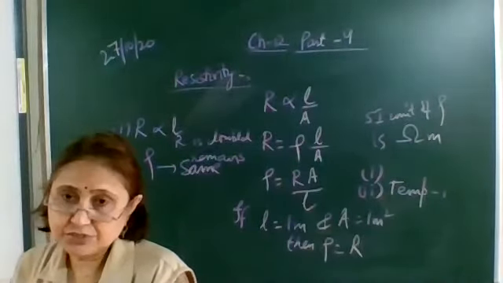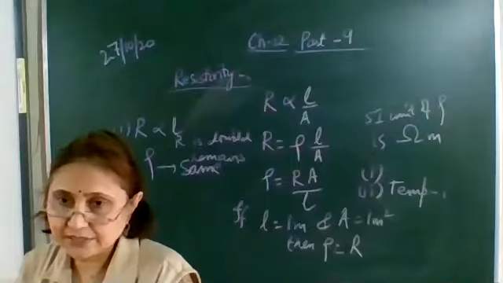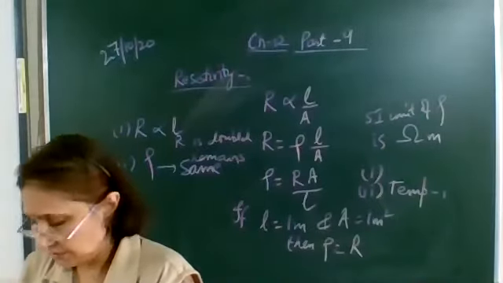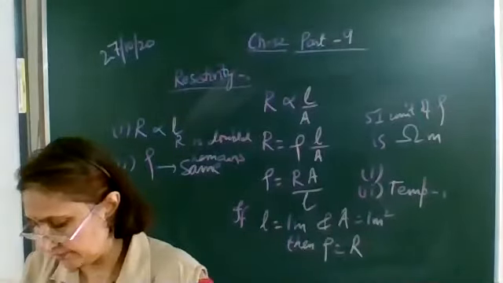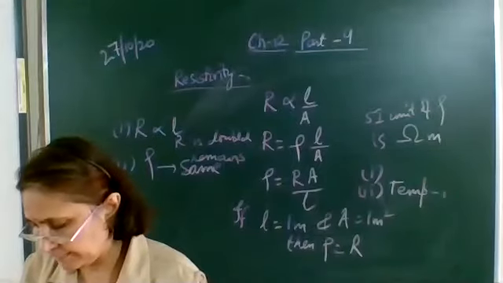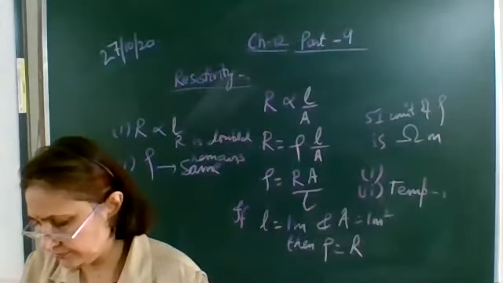Okay, which material is used? Tungsten. Write its answer. Tungsten is used for making the filament of an electric bulb. Write the next question.